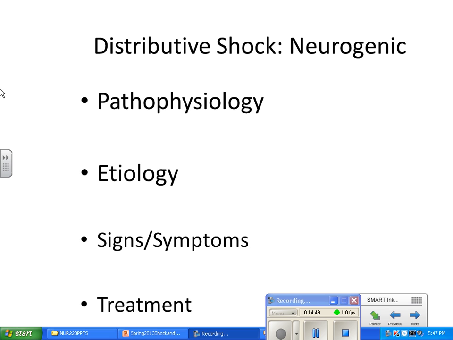So any questions about neurogenic? What's different about neurogenic? Severe bradycardia.